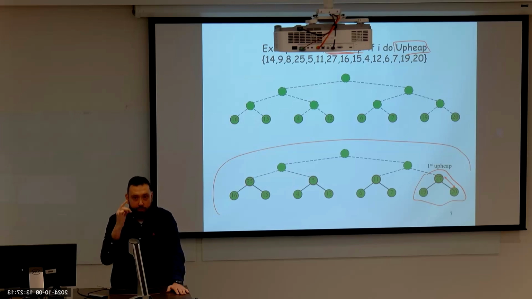So with 20, I do one comparison, correct? I'm comparing it with 27. 20 is less than 27, so I'll end up with 20 here, and then 27 here. Is this a min heap? No. So I need to do another upheap here. So now this is going to be 19, this is going to be 20.